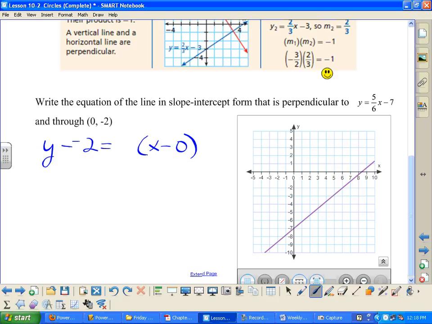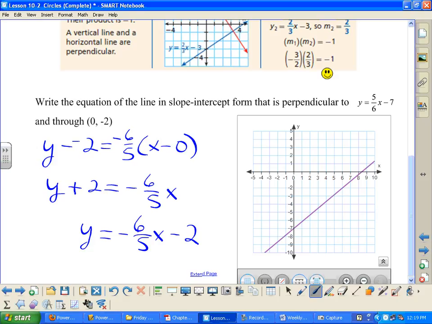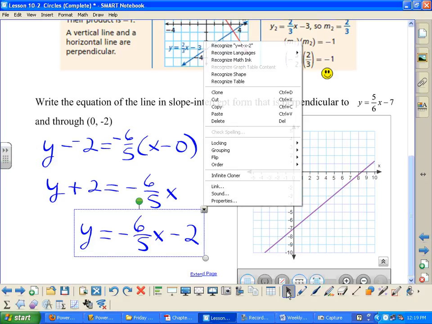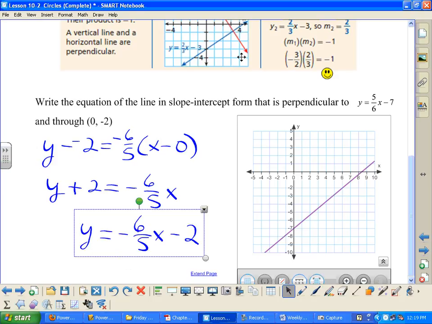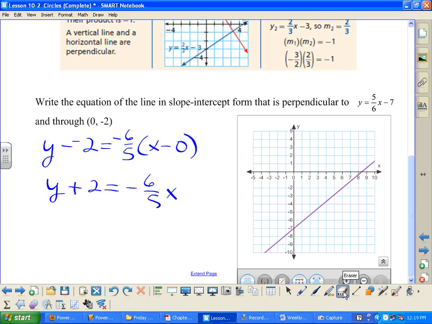Since the slope of this line is 5/6, it will be -6 over 5. Opposite sign, change the signs, and flip it over, reciprocal. So we have y plus 2 equals -6/5 x. So y equals -6 over 5 x minus 2. And if I graph that line, it should be... Let's try it again. y equals -6 over 5 x minus 2.